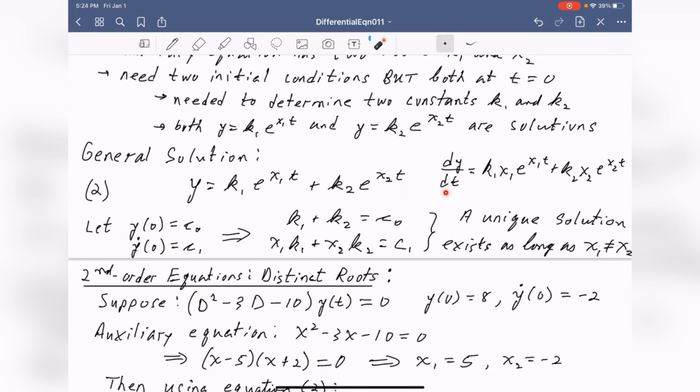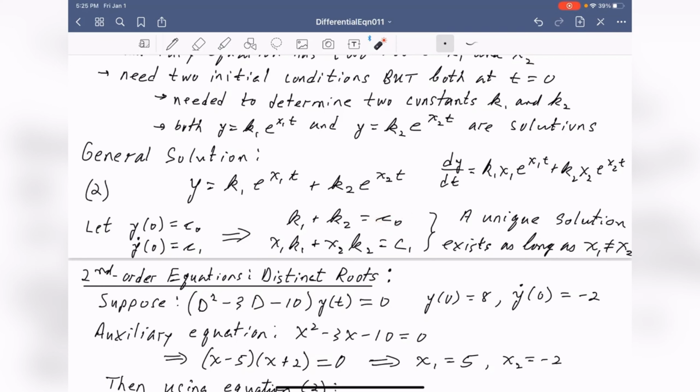If we take the first derivative of that, we get k1 x1 e to the x1t plus k2 x2 e to the x2t. Now we have initial conditions: at time 0, y is equal to c0, and the first derivative of y at that time is c1. So if we put in t equals 0 here, we get e to the 0, which gives us a 1.